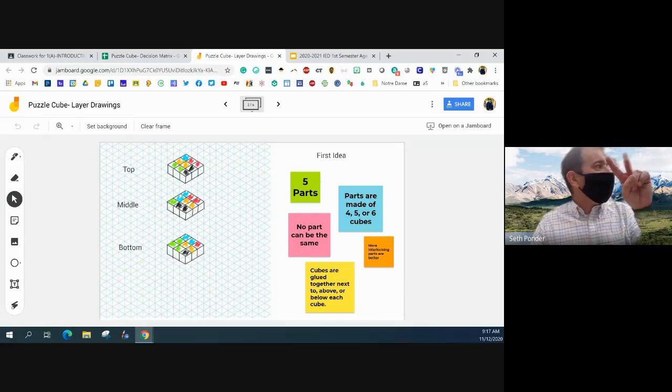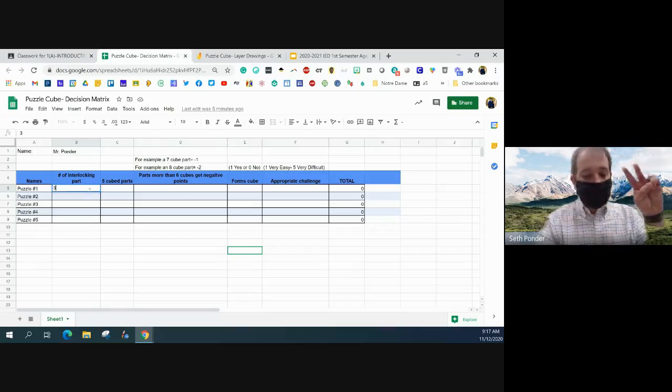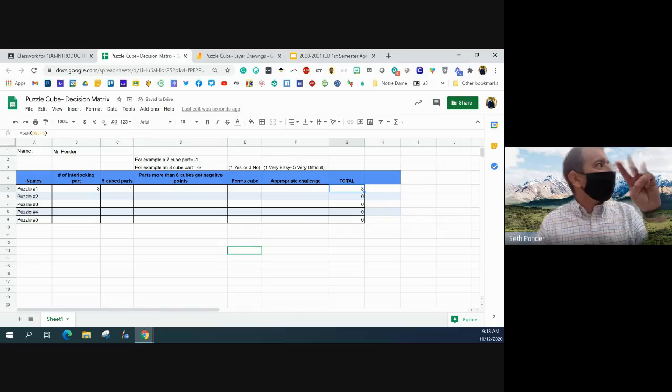Gold goes this direction, it goes up, and then it goes this direction again. So gold is not interlocking. Black goes this direction, it goes down, and then it goes up to the left. So we have 3 interlocking parts. I'm going to put a 3 there. You'll see all of a sudden on the left, it starts adding it up.